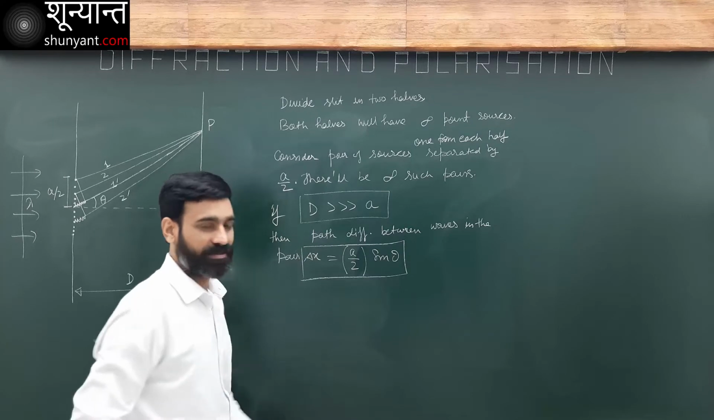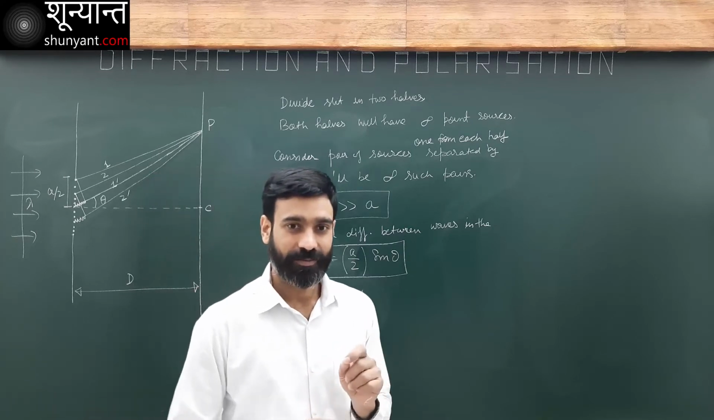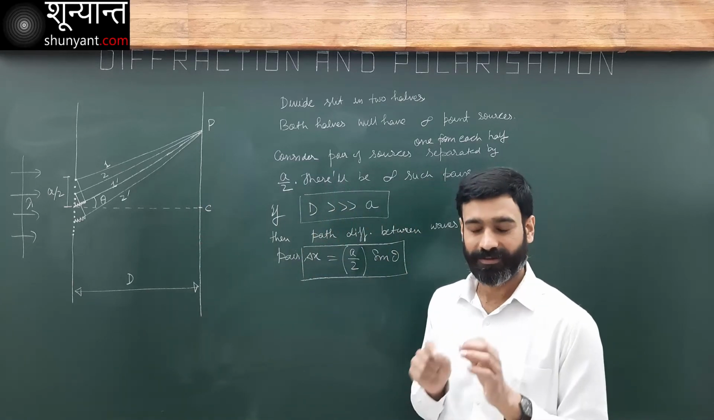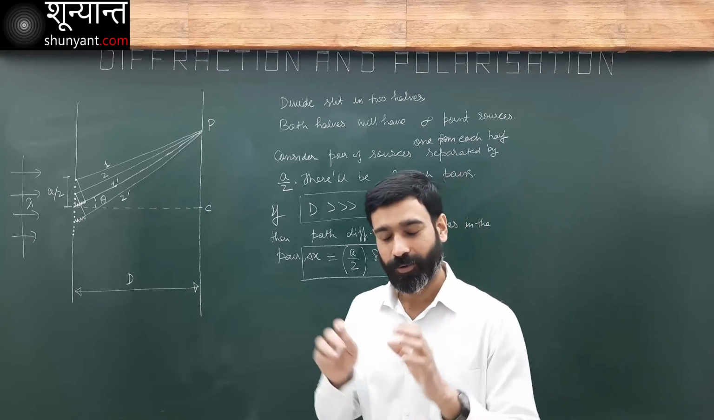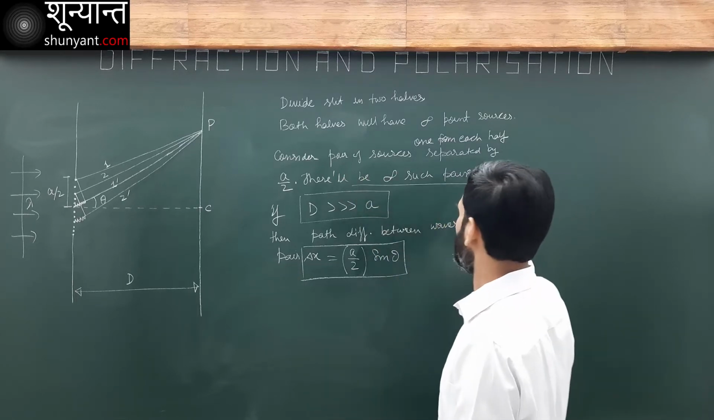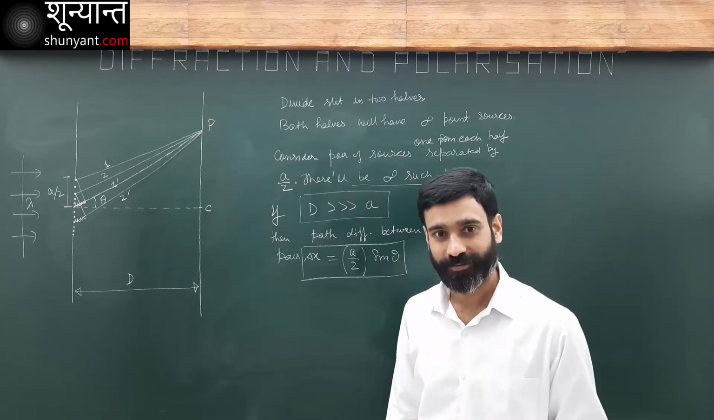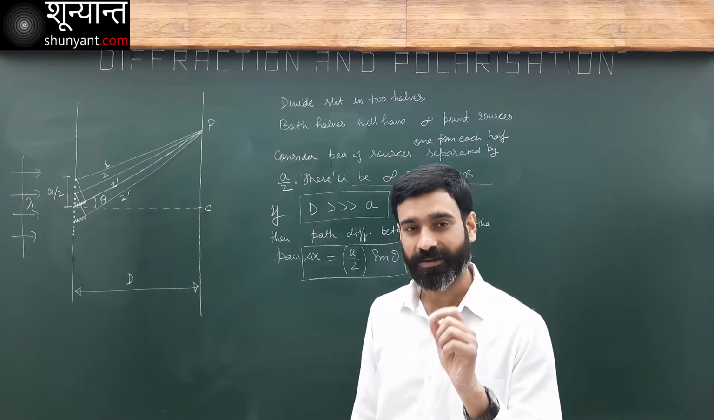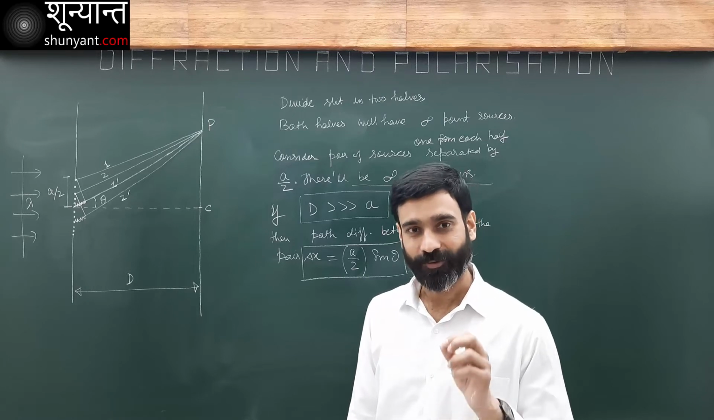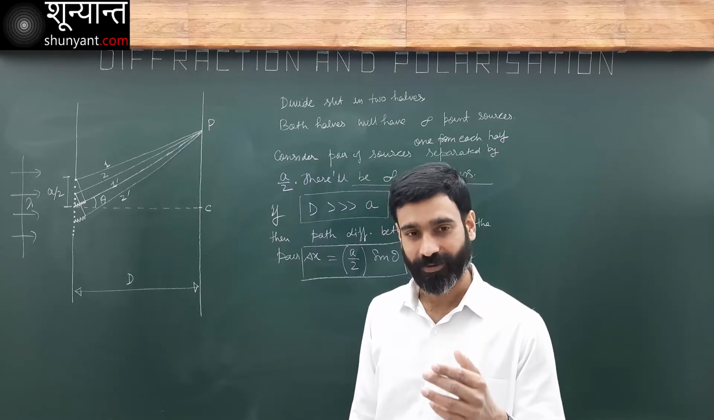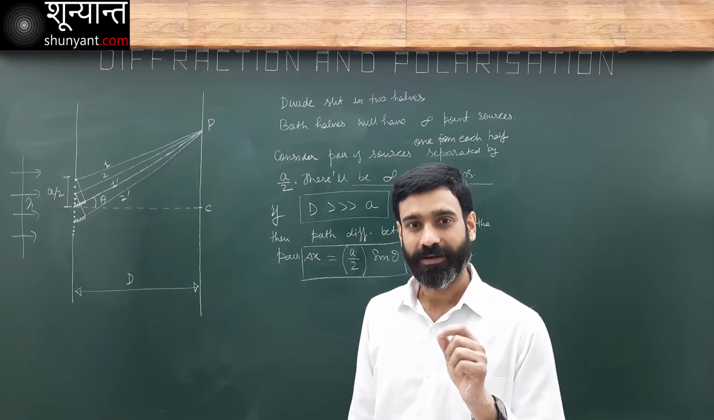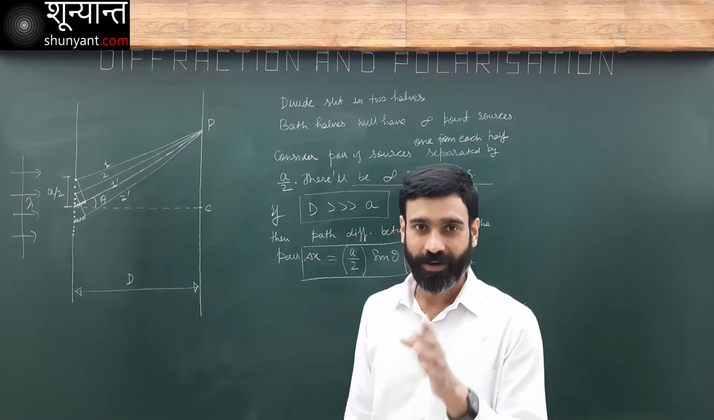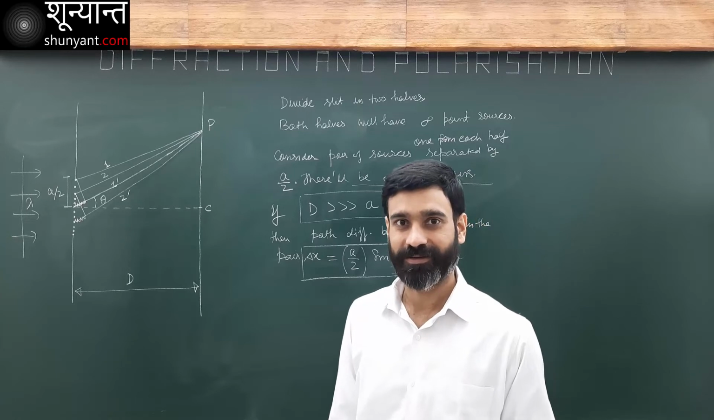This is the crux of this logic. If the path difference between the waves of one pair is a by 2 sin theta, then the path difference between the waves of all those infinite pairs will be a by 2 sin theta. And now, if the waves of one pair interfere destructively, then waves of all the infinite pairs will interfere destructively.